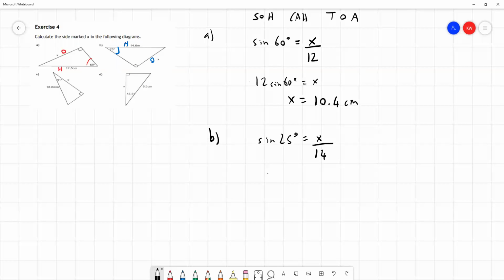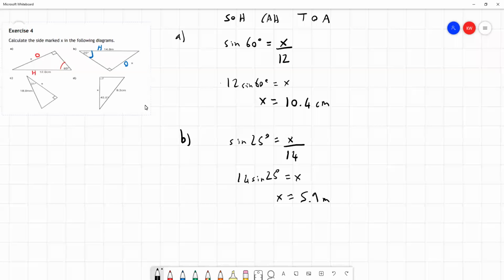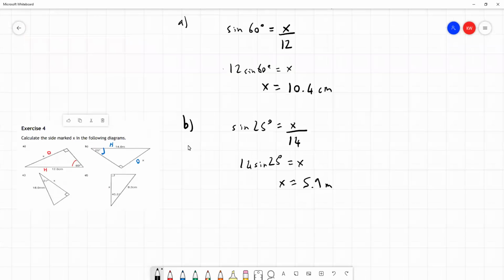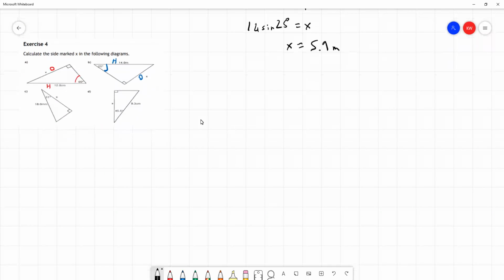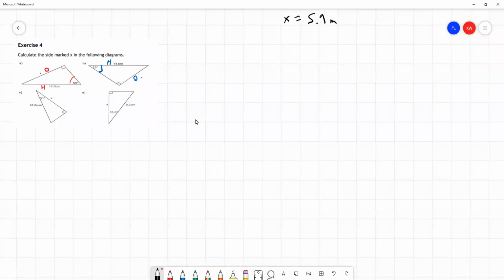The working will look similar for this problem as well. Rearranging in the same way by multiplying by the number divided on the right, the 14, we're able to find our value for x. The answer we get here is 5.9 metres, rounded to one decimal place. Let's move our image down a little bit so we can make more space for question C and D.